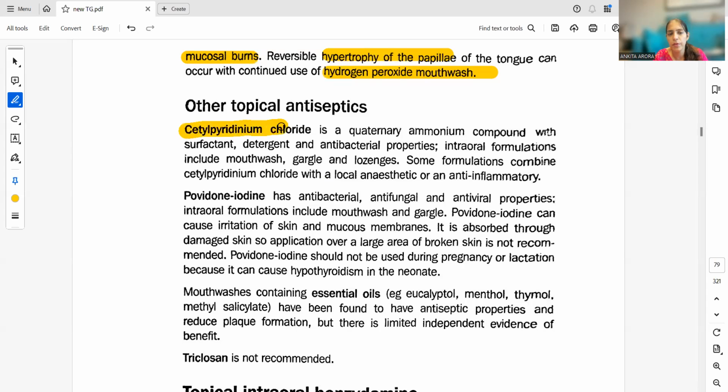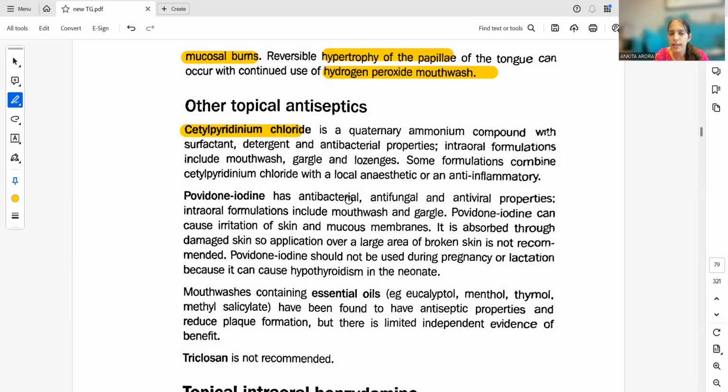One is cetylpyridinium chloride. It's a quaternary ammonium compound with surfactant, detergent, and antibacterial properties. Intraoral formulations include mouthwash, gargle, and lozenges. Some formulations combine cetylpyridinium chloride with a local anesthetic or an anti-inflammatory.